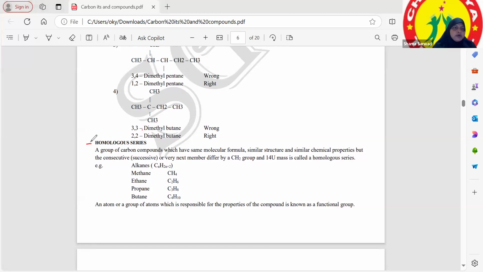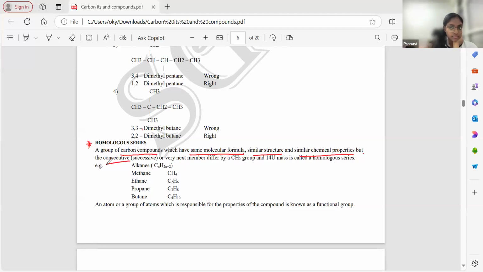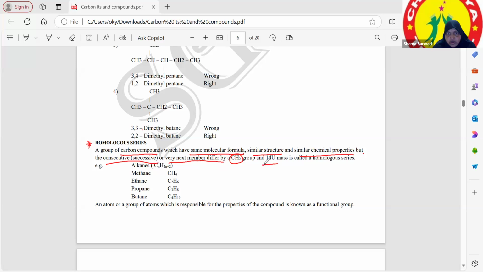See what is given about the homologous series. What is a homologous series? It is a group of carbon compounds which have the same molecular formula, similar structure, and similar chemical properties. But the consecutive member, or the successive member, or very next member, differ by a CH2 group or 14 unit mass. It's called homologous series.